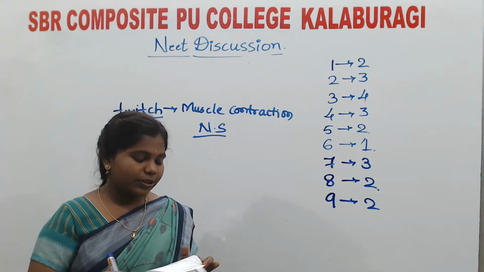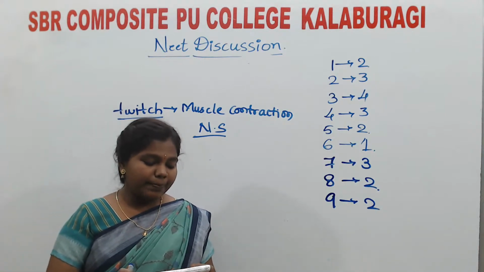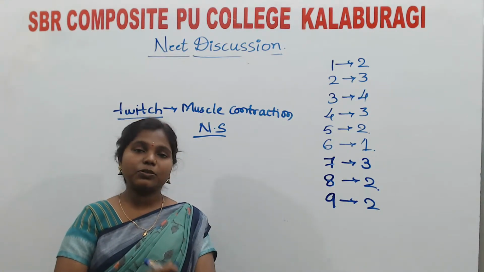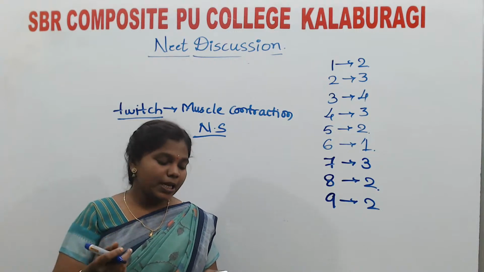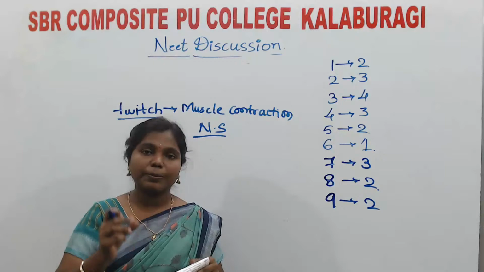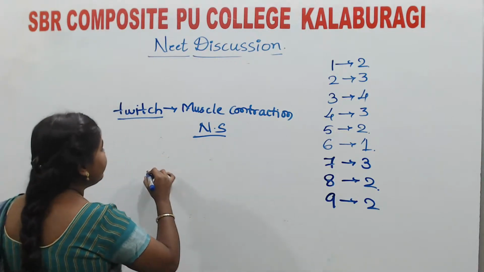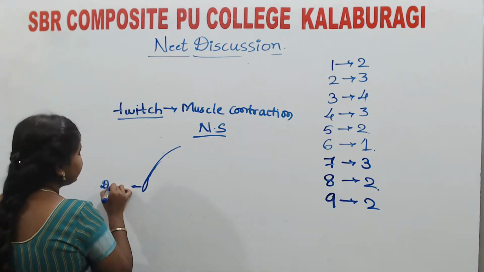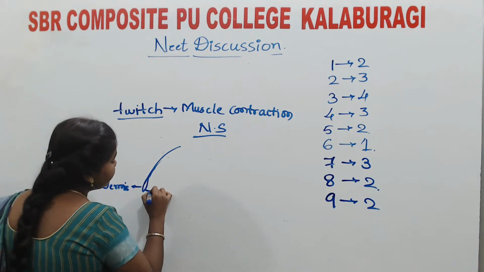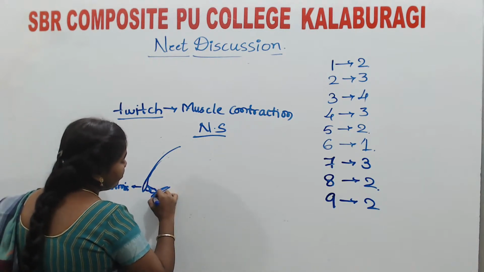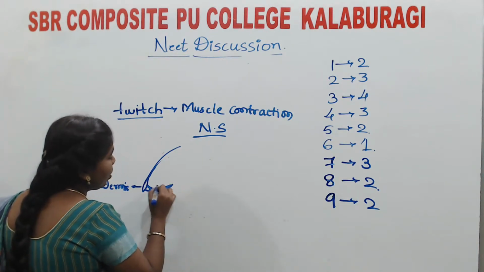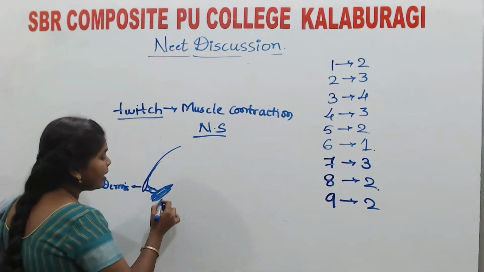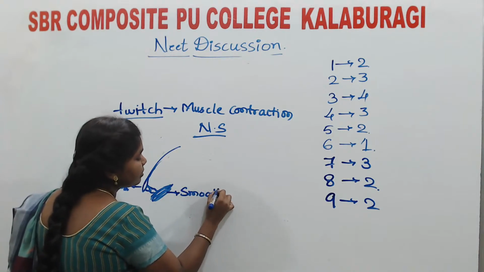And the next, the tenth question, is about the erector pili muscles attached to hair follicles that produce goosebumps. When we get goosebumps, all the hairs on our skin stand up. That is because of the bundles of muscle fibers attached to the hair follicle, which is present inside the dermis of the skin. When these contract, the hair stands, and because of that we get goosebumps. And these are made up of what? Smooth muscles.